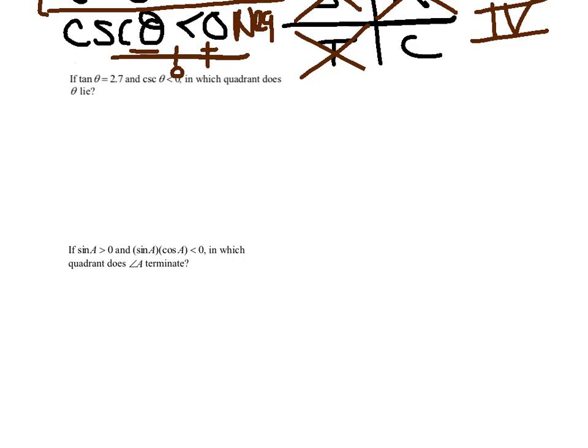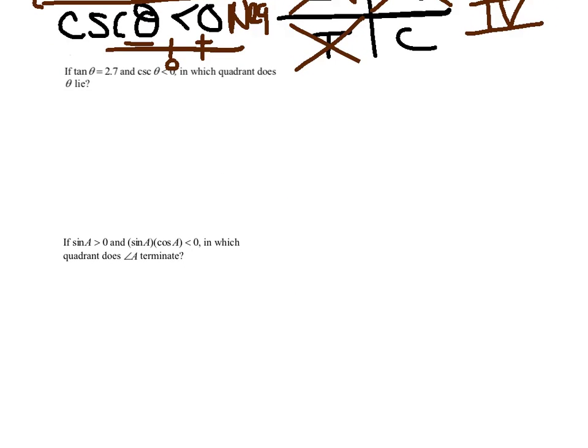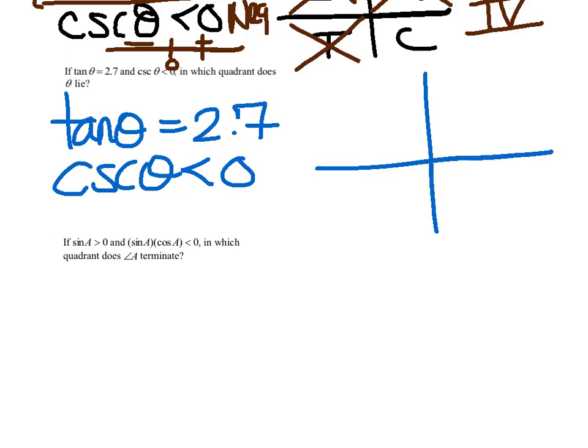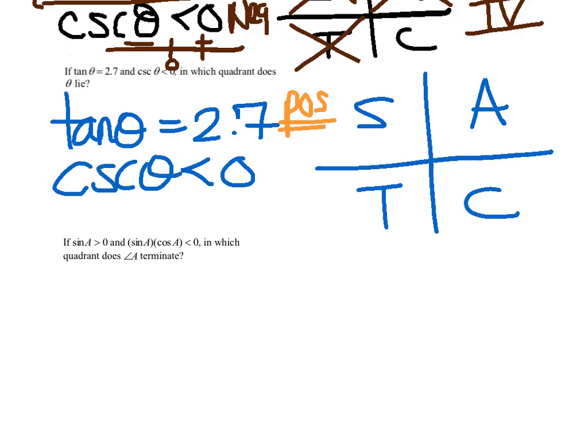All right, just a couple more left here. Tangent theta is 2.7, and cosecant theta is less than 0. All right, now I've never given you one where they actually gave me a value, but just ask yourself, all we care is whether things are positive or negative. So if tangent's 2.7, what they're really trying to tell you is that tangent is positive 2.7. All you care about is its sign, S-I-G-N, whether it's positive or negative. And if cosecant's less than 0, I'm saying that's negative.